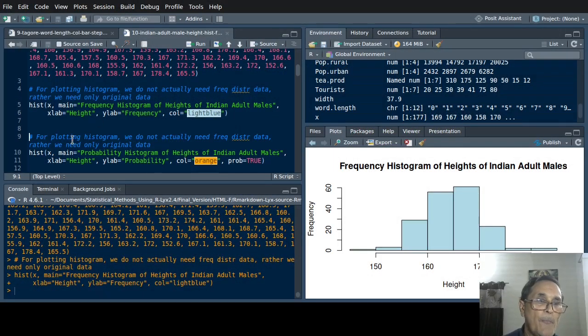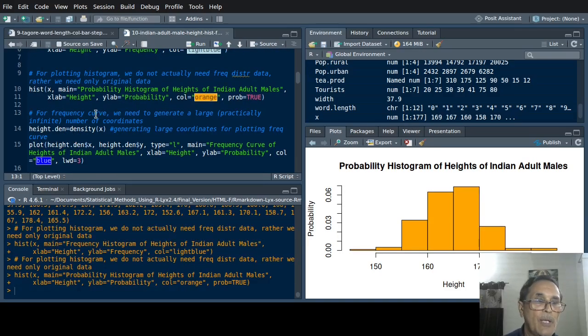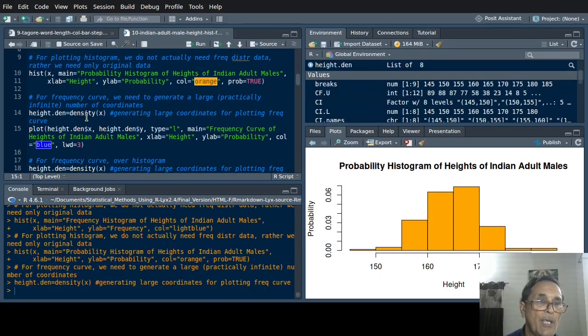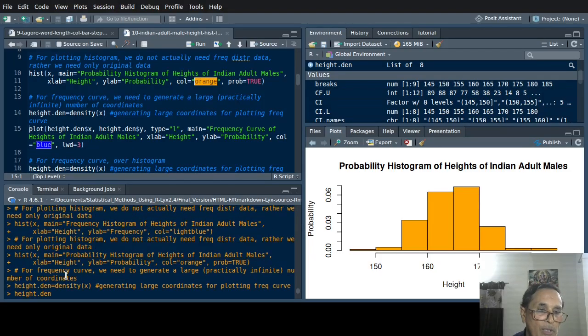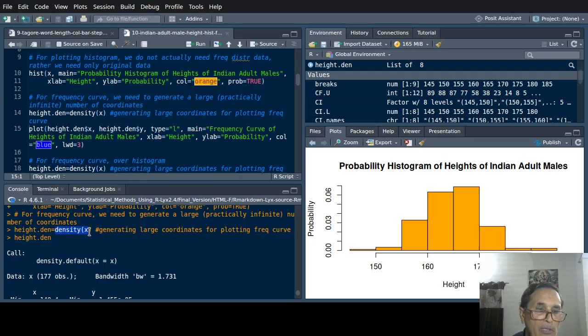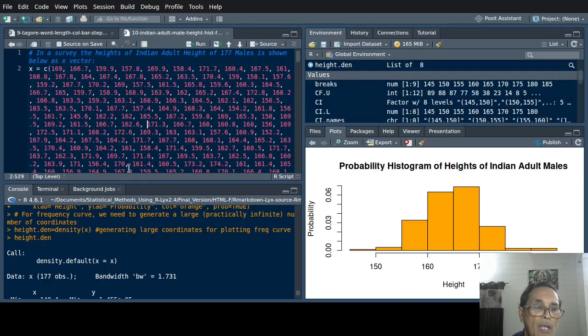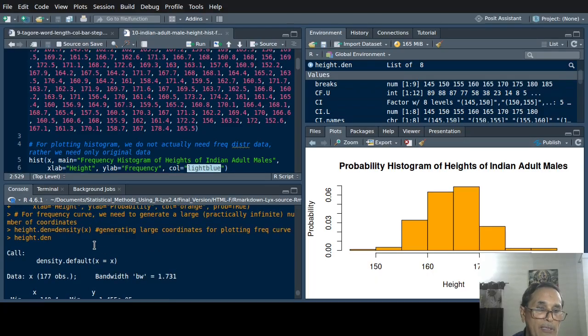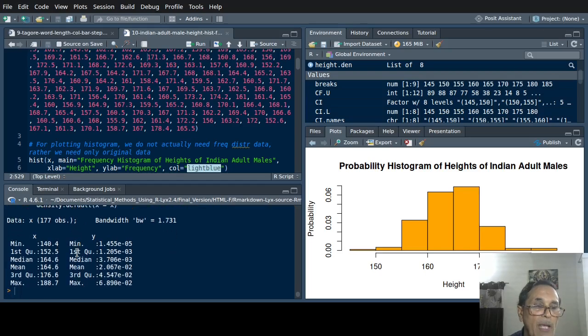You see here, this one we have already computed. Now this is what I mean to say. You see, height density has been computed. You see in the console I have stored height data in height den. What is this? I have computed density of x. What is x? X is this. Okay, so we have applied this. X is this, and on that a density function is applied, and its value is stored in x den, height den. What I see in height den, we have this value.